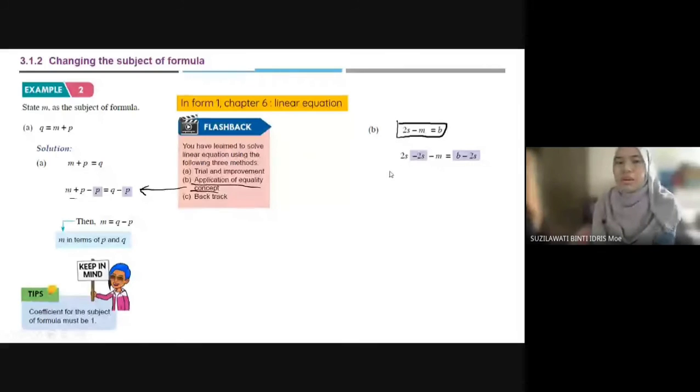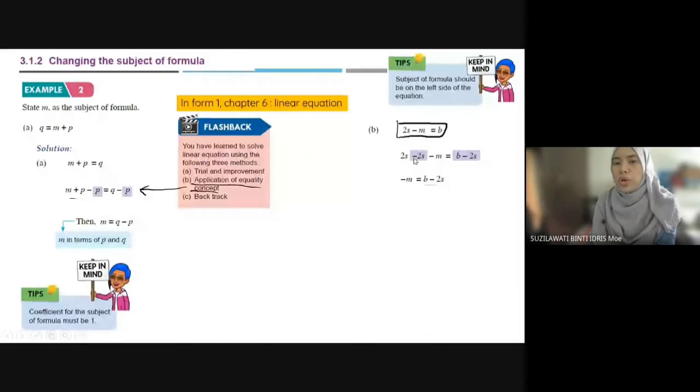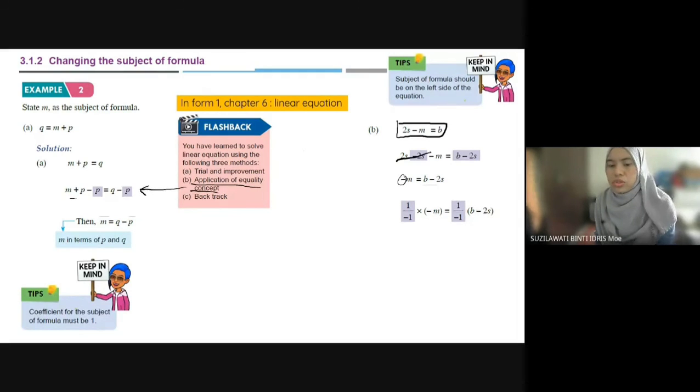Okay, this is application of equality concept. Okay, what is left here? After 2s minus 2s, gone, everything gone here. What left is negative m and equal B minus 2s. So what we need to remove now is this negative symbol. Okay, how can we remove it? Okay, we still apply this application of equality concept. 1 over negative 1 multiplied by negative m equal 1 over negative 1 multiplied by B minus 2s here. So you will get the answer m equal negative b plus 2s.